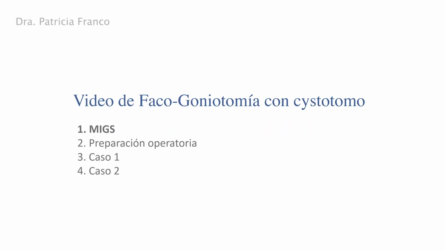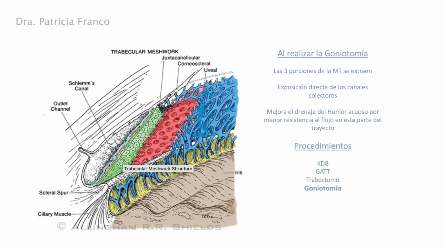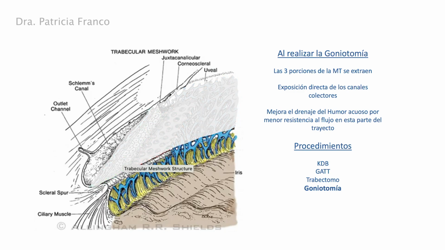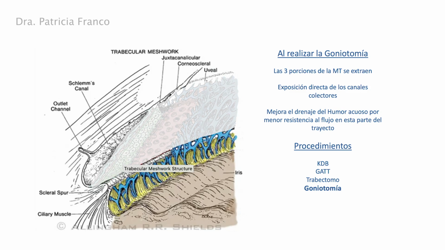This is a video explaining how to perform a phaco-goniotomy. When performing a goniotomy, all three portions of the trabecular meshwork are excised. This exposes the collector channels for better aqueous humor drainage.